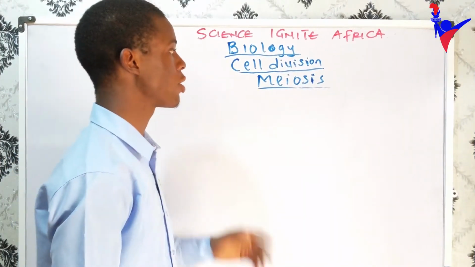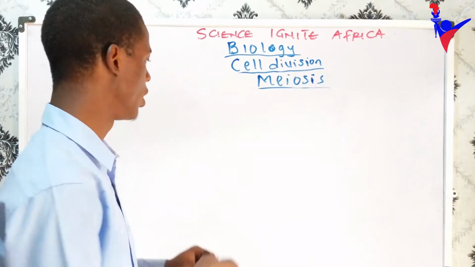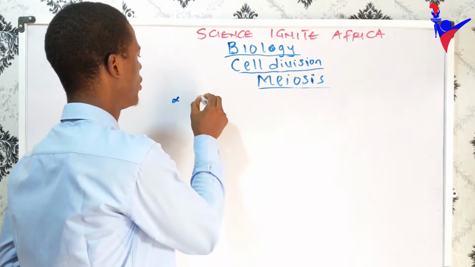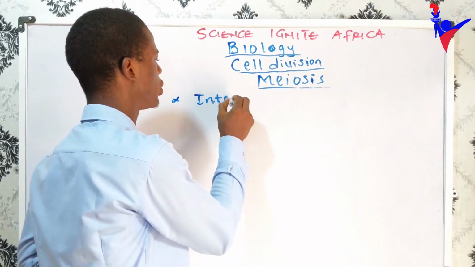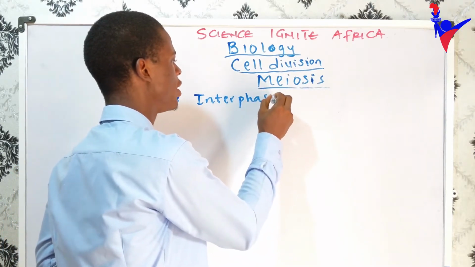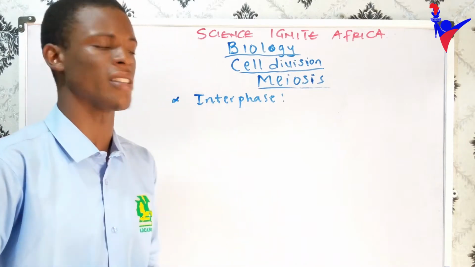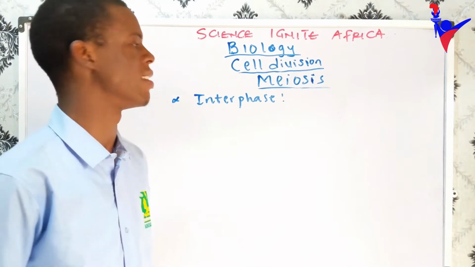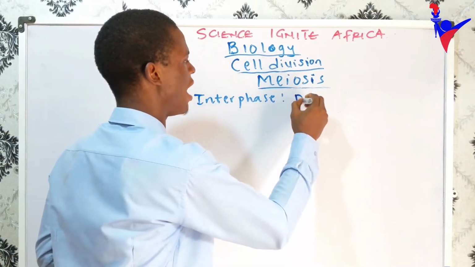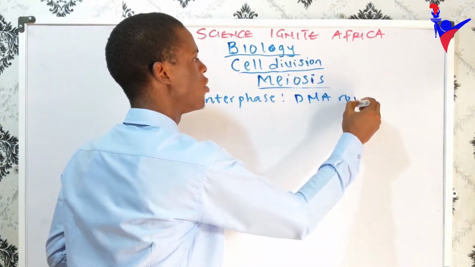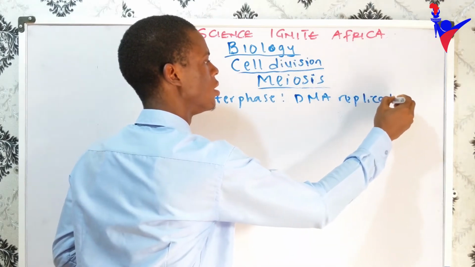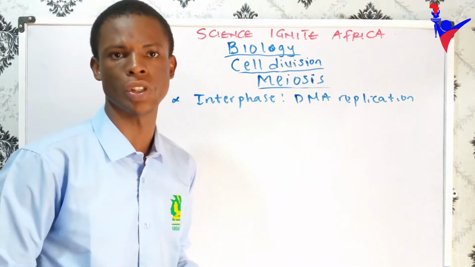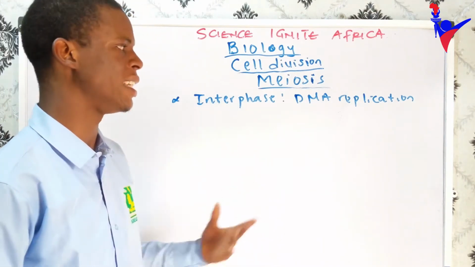Okay, to the stages of the meiotic division. We have the first phase, which we call the interphase stage. The interphase stage is a stage whereby the cell gets ready. We have what we know as DNA replication. So the interphase stage is characterized by DNA replication. You have the replication of your DNA.